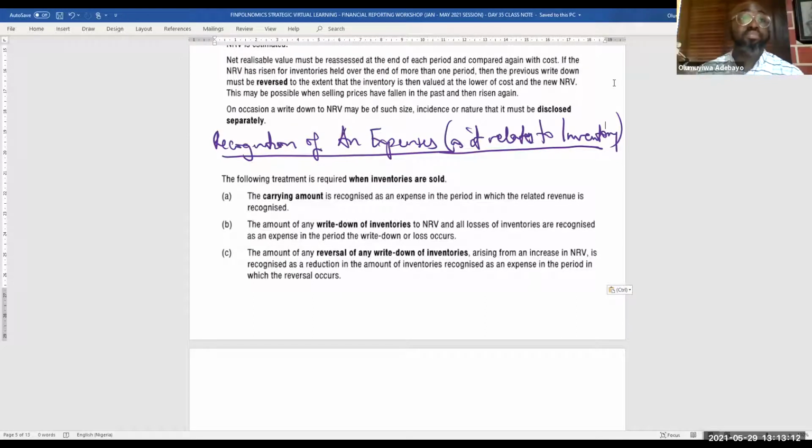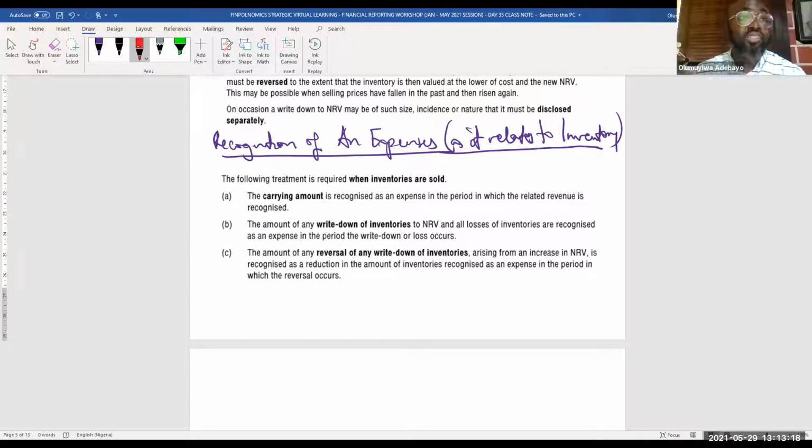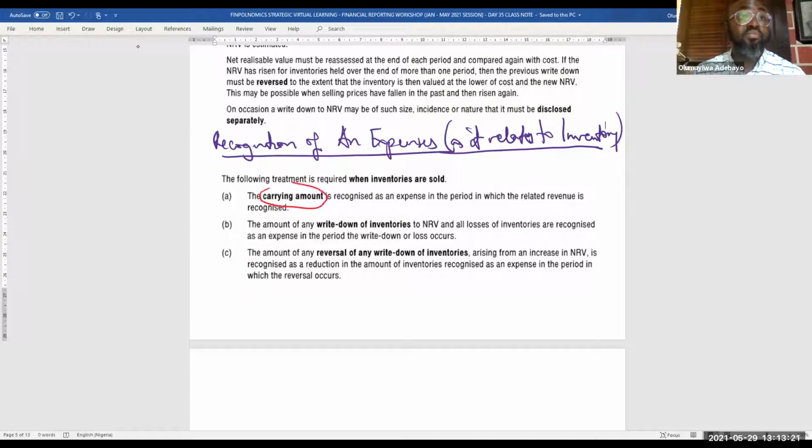Okay, now let's pick it one by one. The carrying amount of inventory is the amount of that inventory as at the point in which purchase is made. And that amount is what will be charged as an expense by way of cost of goods sold, which we can also call cost of sales. Okay, that is number one.